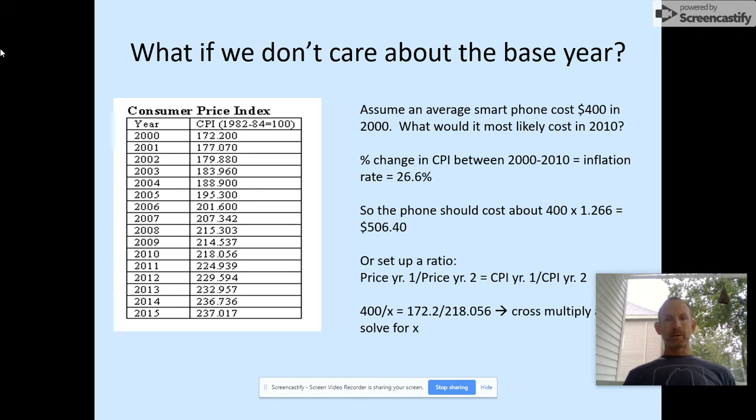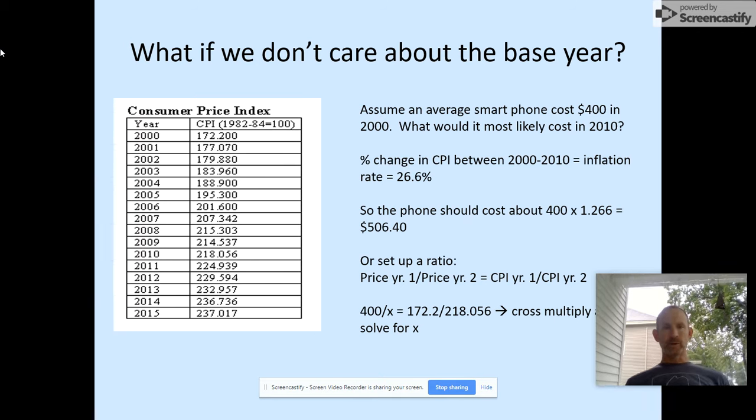Now, what if we don't really care about the base year specifically? Here's a problem like that, and you'll be doing problems like this in your exercise. In this table, remember the base year is like 1983. What if I gave you this table and said, okay, an average smartphone costs $400 in 2000. What would it most likely cost in 2010?